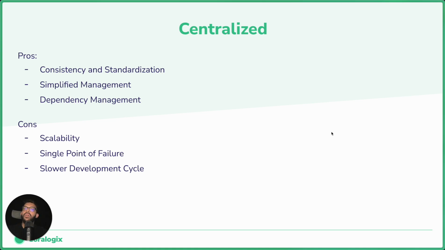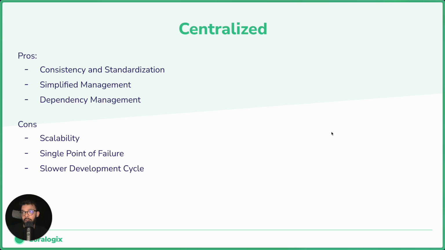The second pro is simplified management. With a single source of truth, it's easier to manage and audit changes, and easier to implement security controls and access management, right? And the last is dependency management. Managing dependencies in shared resources is simpler when everything is in one place.